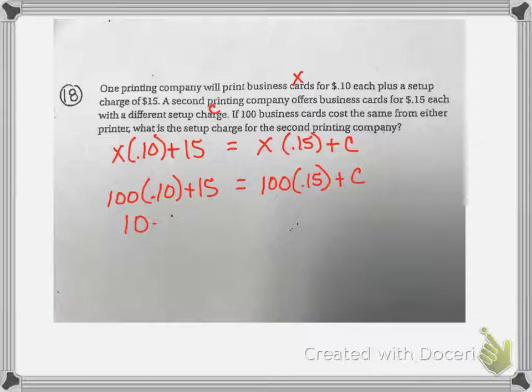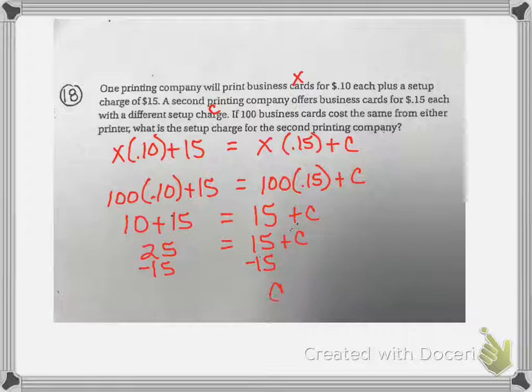So 100 times 0.10 is $10 plus the $15. 100 times the 0.15 is $15 plus the setup charge. So 25 is equal to 15 plus C. Subtract 15 from both sides. And the setup charge from the second company is $10.